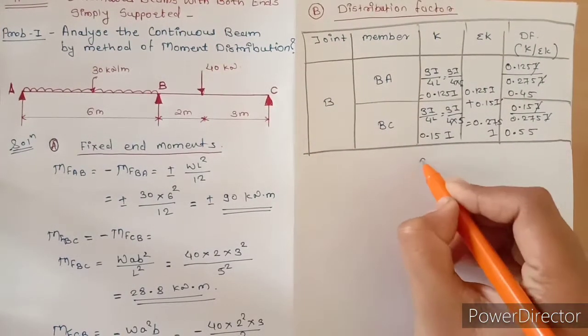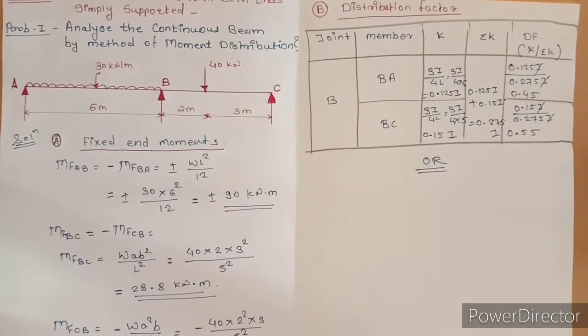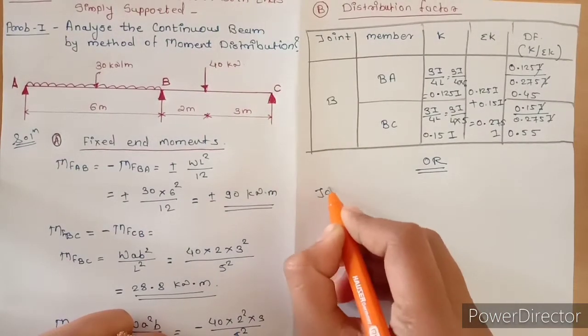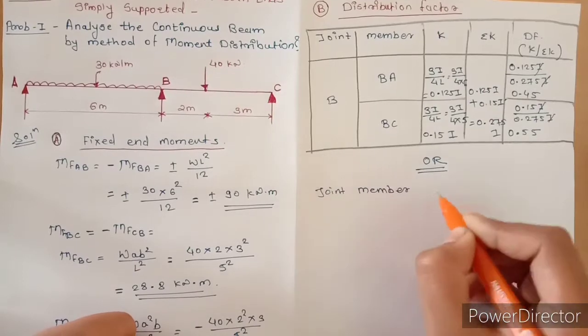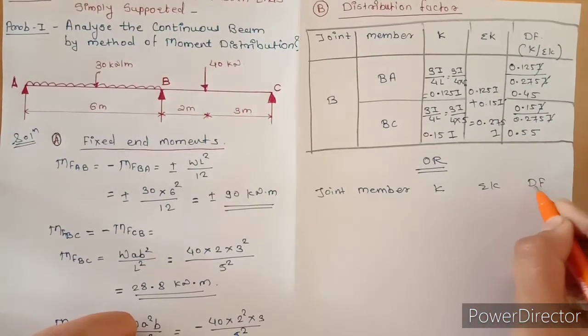Then next, the second method for finding the distribution factor uses the same chart: joint, member, relative stiffness, total stiffness and distribution factor.